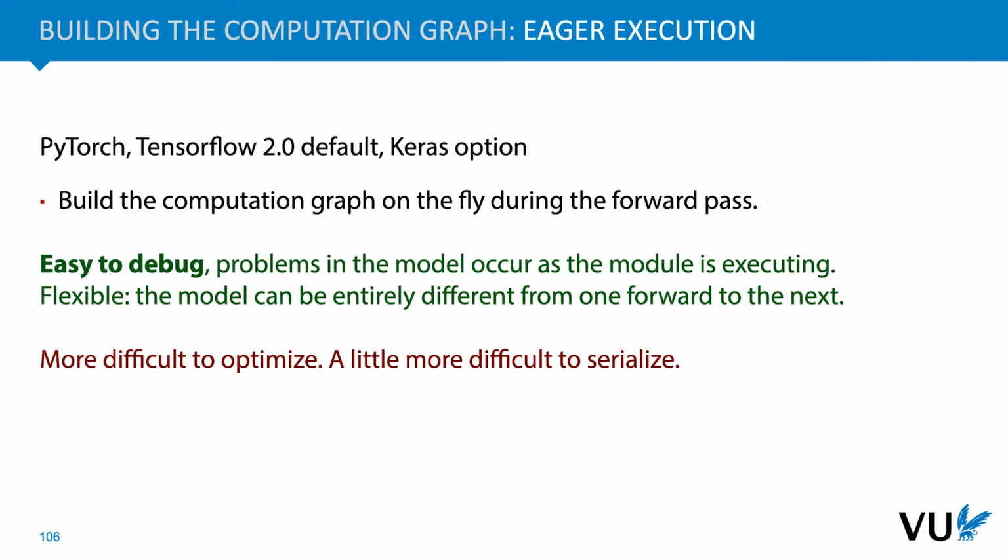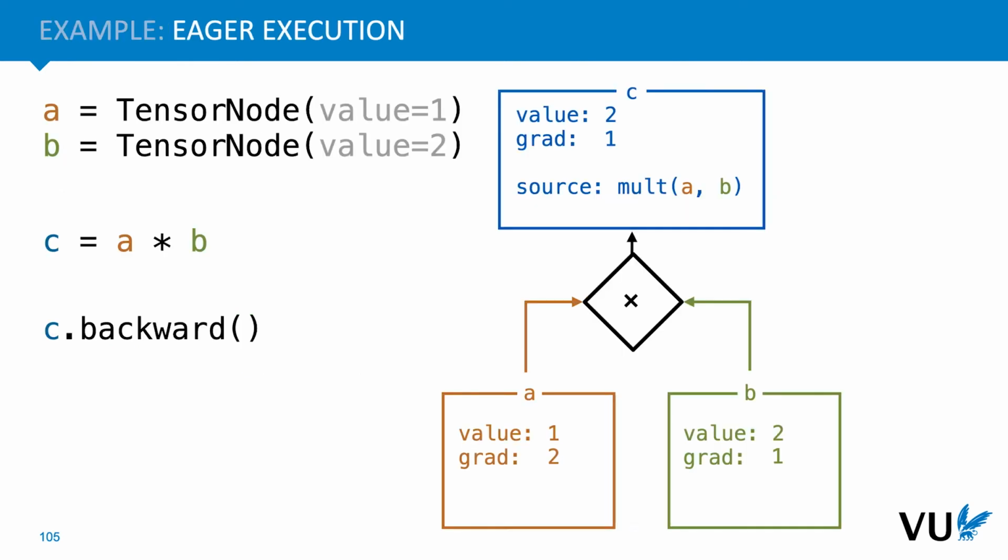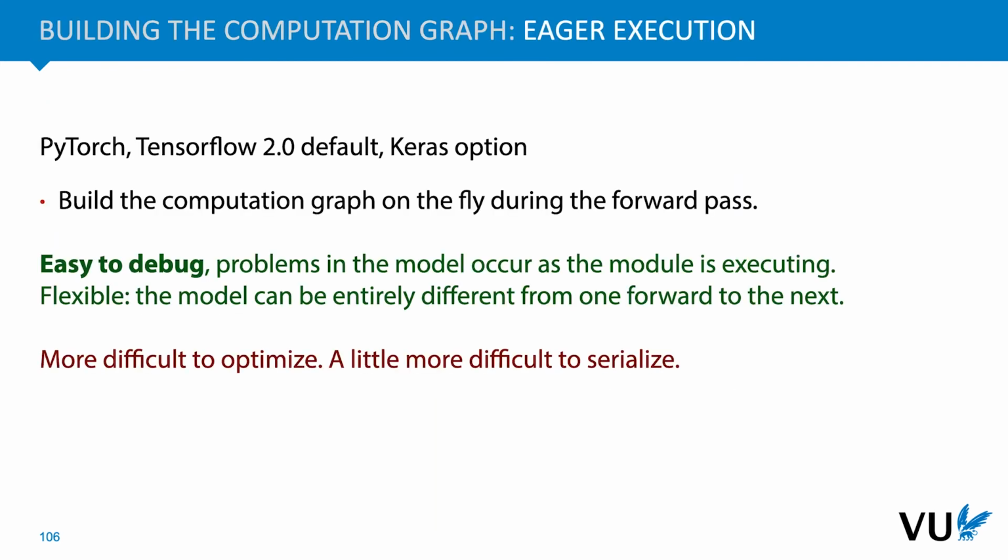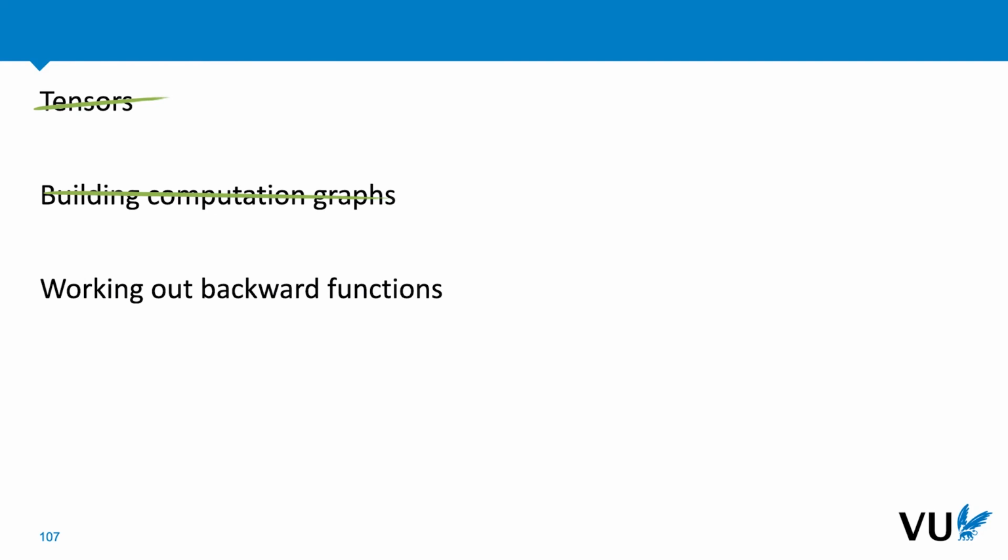It's easier to debug because problems in the model occur as the module is executing. We define in our code the multiplication over here, and if something goes wrong in the multiplication, we also get an error for this line in our code. This also allows for more flexible models. In theory, the model can be entirely different from one forward to the next, so long as the parameter tensors are the same. The downside is that this is a little bit more difficult to optimize, and it can be a little bit more difficult to serialize, although in practice the difference will be negligible. This is the approach used in PyTorch, and it's the main approach we'll be focusing on in the rest of this course.